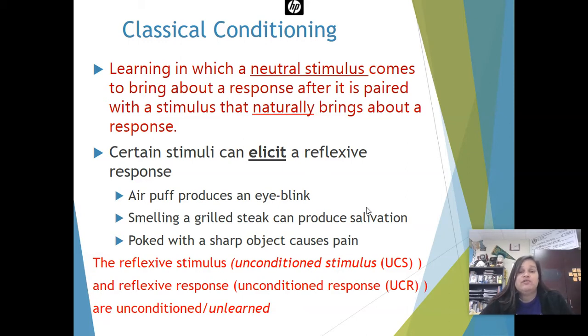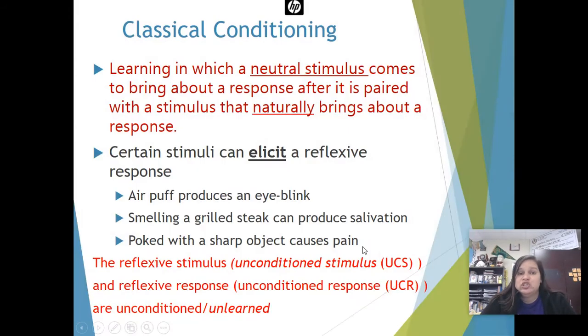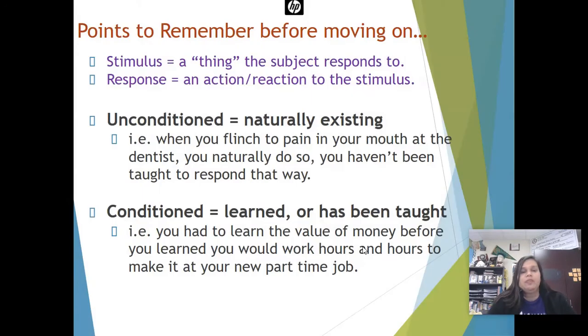They elicit reflexive responses. So in classical conditioning, that reflexive stimulus, we call it an unconditioned stimulus because it was unlearned. Conditioning is learning. So it was an unlearned stimulus, or we'll use the abbreviation UCS. And then the response to that, the reflexive response, is our unconditioned response, and we'll call it the UCR. Now, in some places you see US or UR, but I like UCS, UCR.